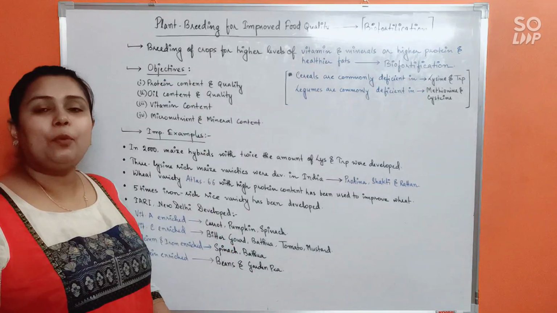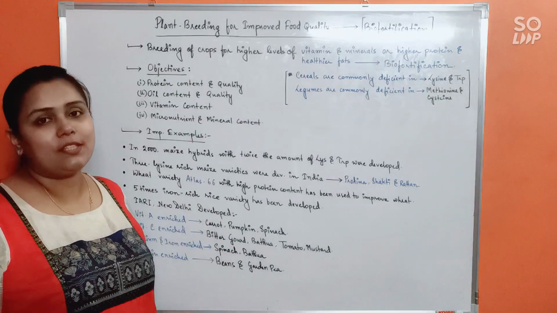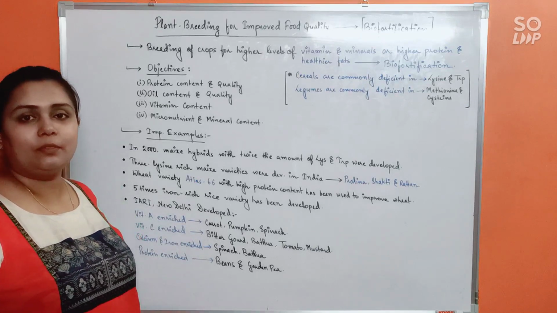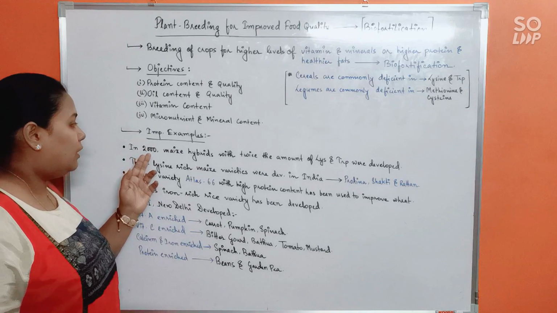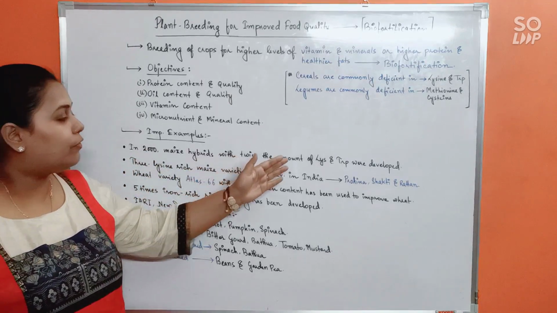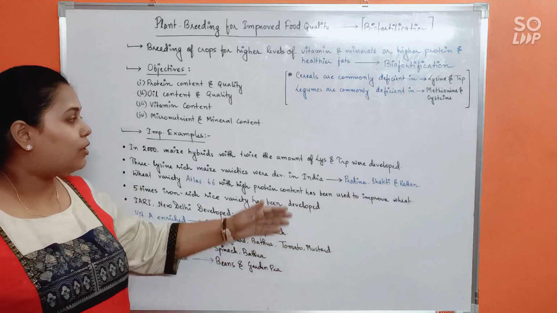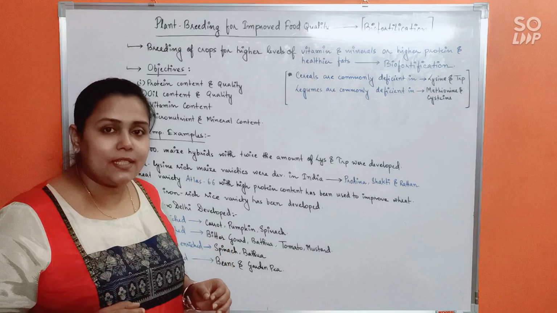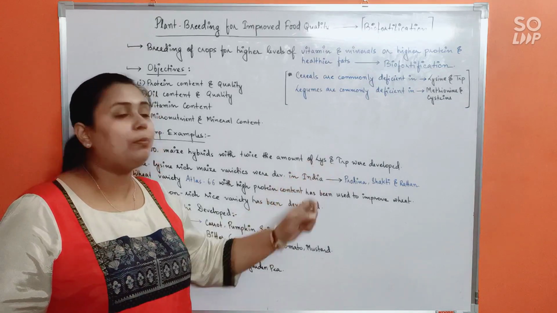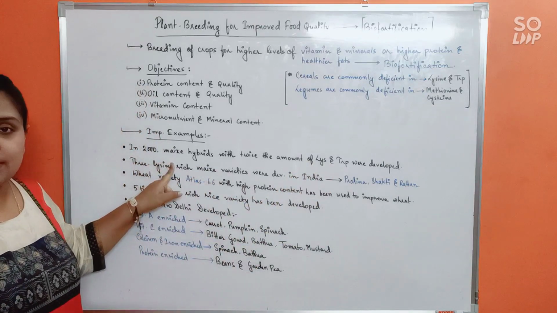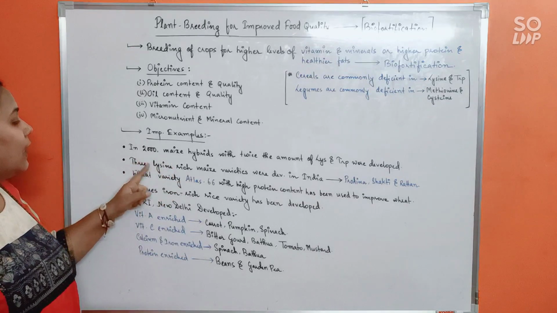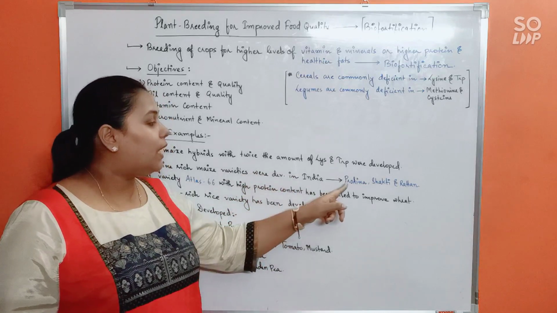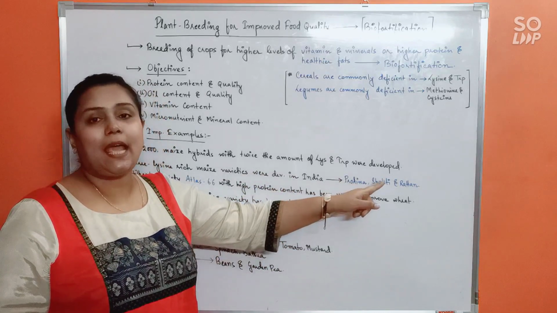Alright. Now, important examples under biofortification are as follows. These are very, very important. All of you mark them very properly. Okay. So in 2000, maize hybrids with twice the amount of lysine and tryptophan were developed. Because they are naturally deficient in these amino acids, a lot of emphasis was put on improving lysine and tryptophan content in case of maize. Okay. Next, 3 lysine-rich maize varieties were developed in India. They were named Protina, Shakti and Rathna.